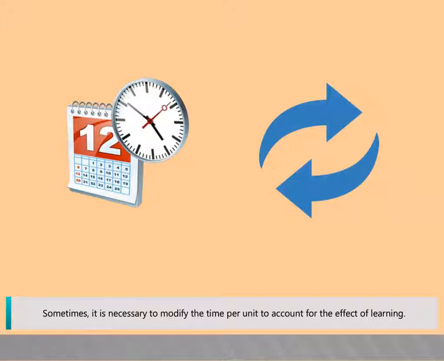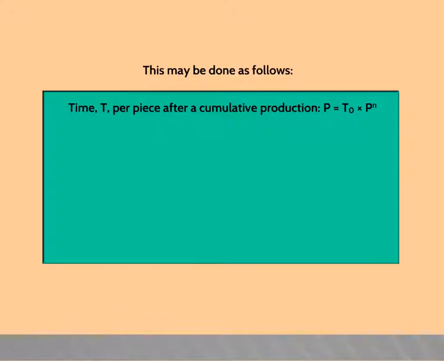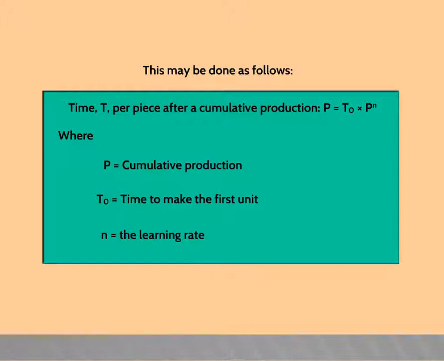Sometimes it is necessary to modify the time per unit to account for the effect of learning. This may be done as follows. Time T per piece after a cumulative production P is equal to T naught times P to the power of N, where P is equal to cumulative production, T naught is equal to time to make the first unit, N is equal to the learning rate.